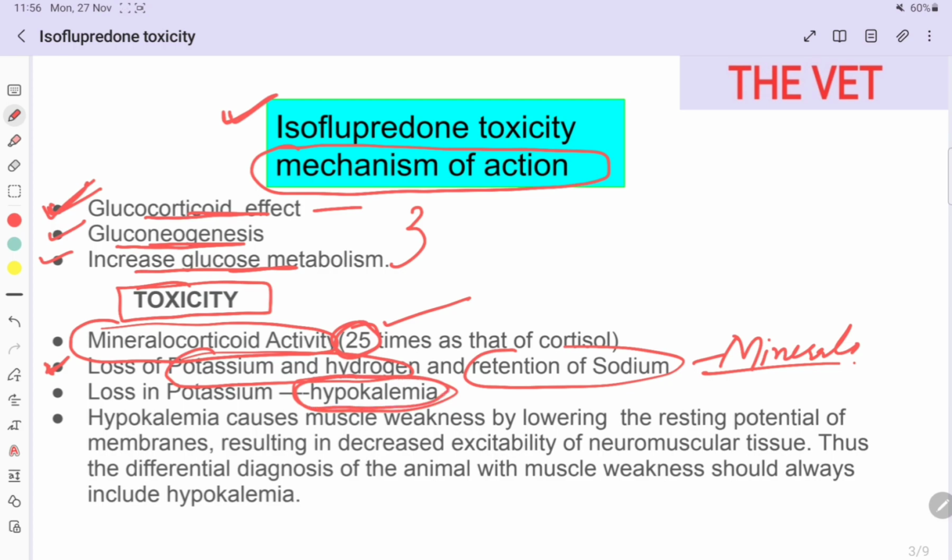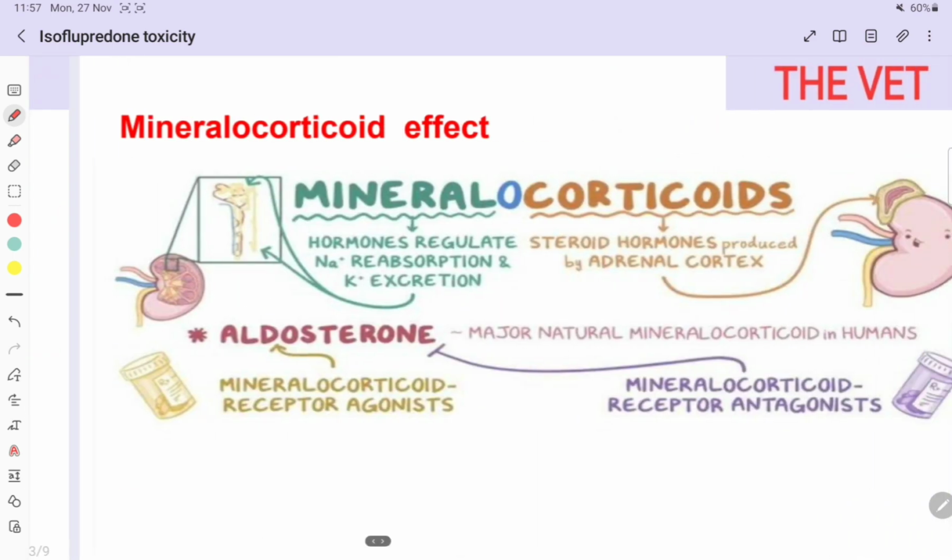And how does hypokalemia cause this toxicity? Hypokalemia is clinically manifested as muscle weakness. How? It causes lowering of resting membrane potential of neuromuscular tissue. When there is lowering of RMP, there is decreased excitability of the muscular tissue, which results in muscle weakness. So in any case of muscle weakness, hypokalemia must be kept in the differential diagnosis.